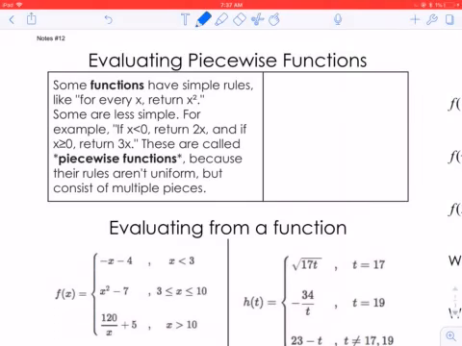Hi guys, this is Notes 12. So today we're evaluating piecewise functions. We know that this means substituting or plugging in. So today we're going to be substituting or plugging in.